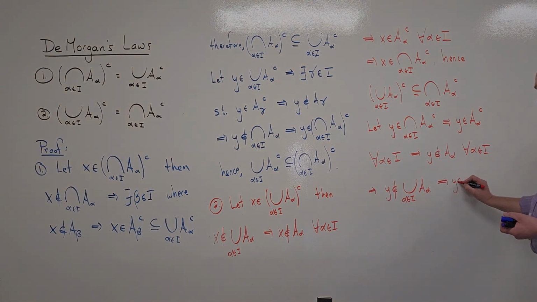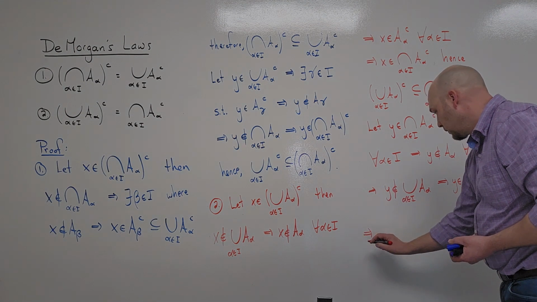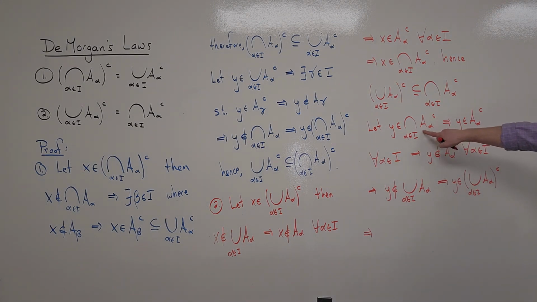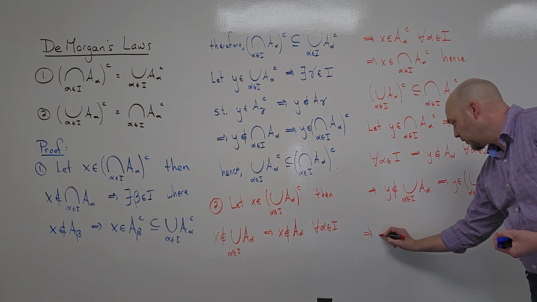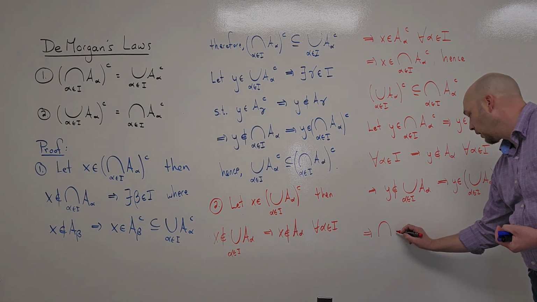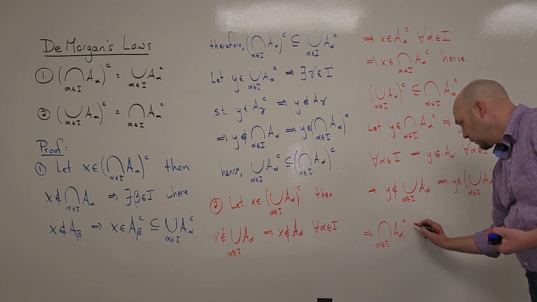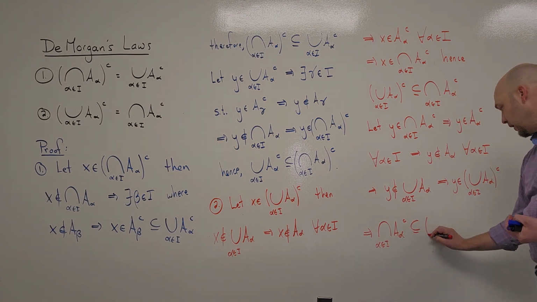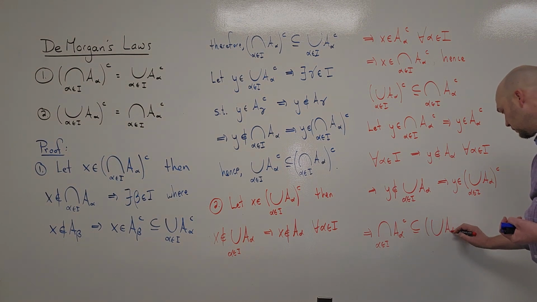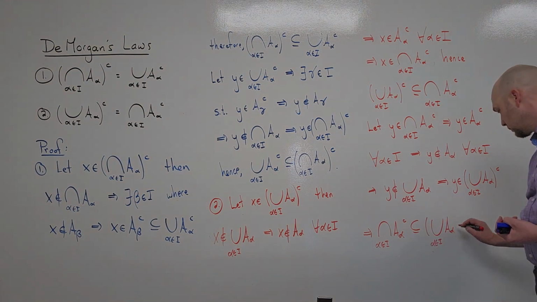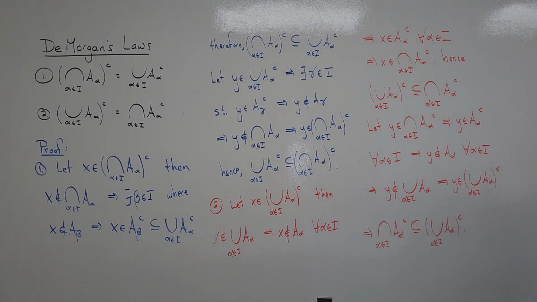So therefore Y is an element of the complement of the union. Therefore, the set that I started with, which was the intersection, must also be contained in the complement of the union, which says that everything in the intersection of the complements is a subset of the complement of the union, and hence they're equal because they're subsets of each other.